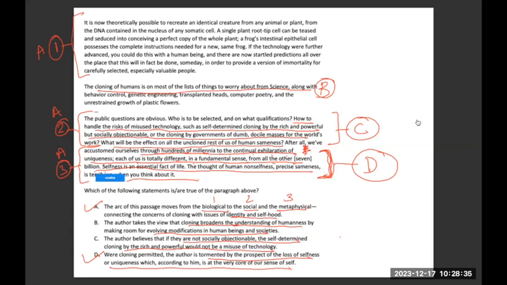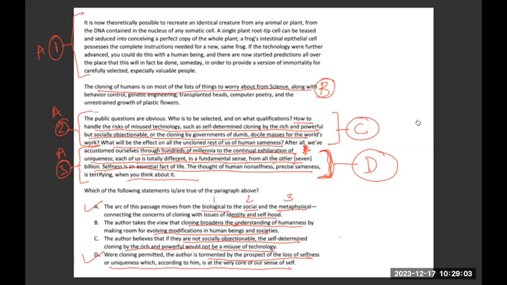Selflessness is an essential fact of life. The thought of human non-selflessness, precise sameness, is terrifying when you think about it. So he is actually tormented by that fact and by the fact of loss of selflessness. So A and D both are true, because in A it's written that he has concern of clothing and identity and selfhood.